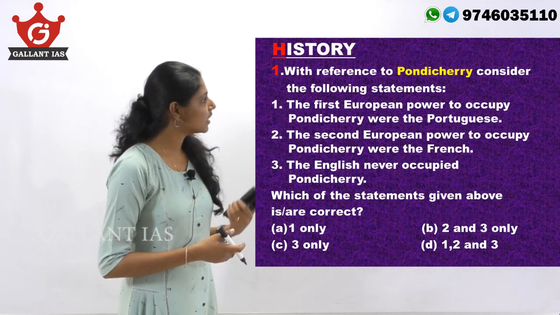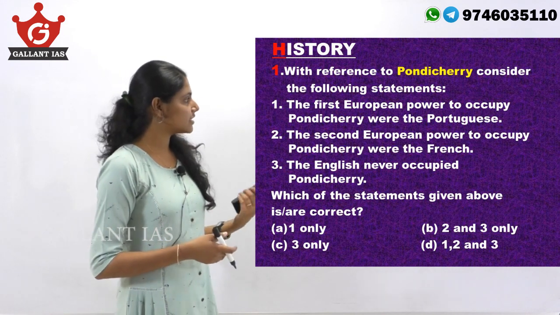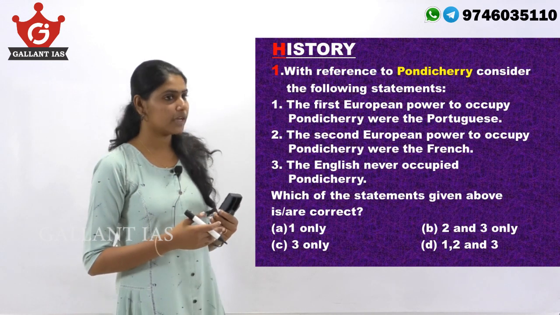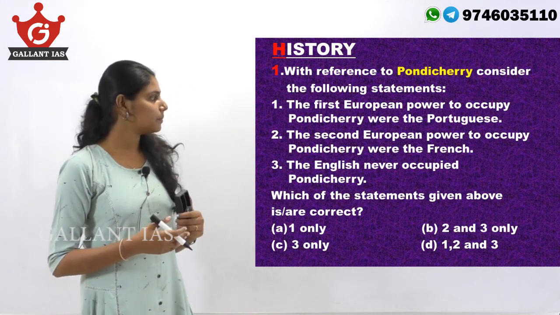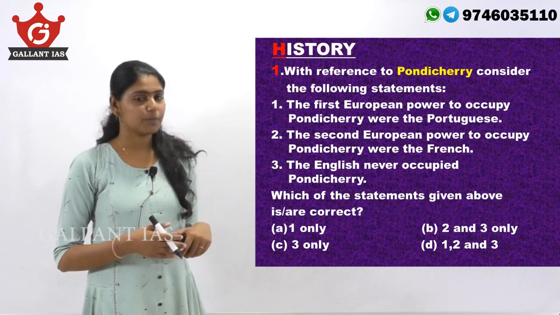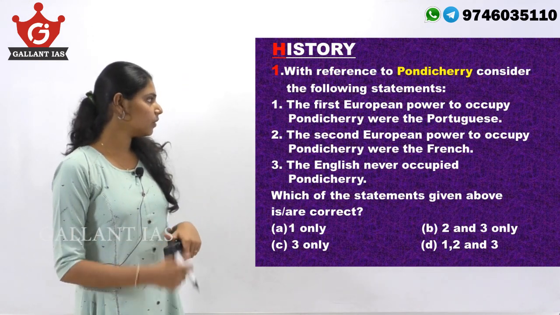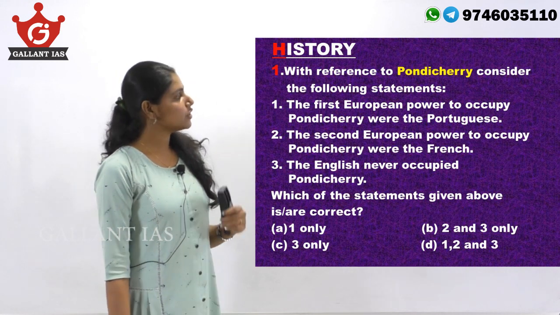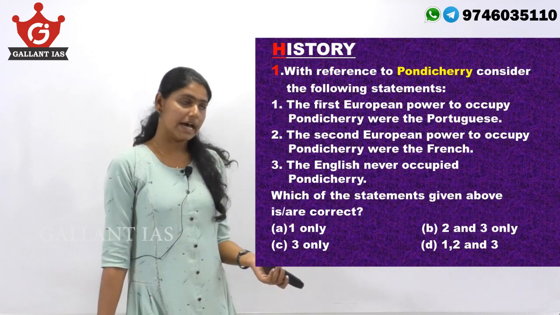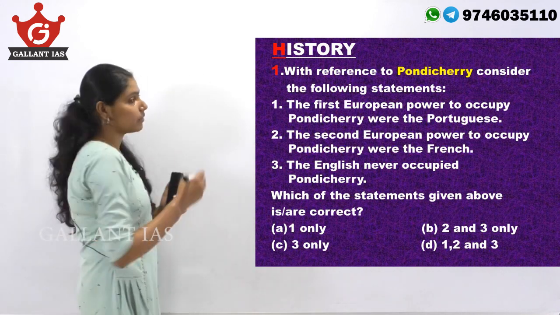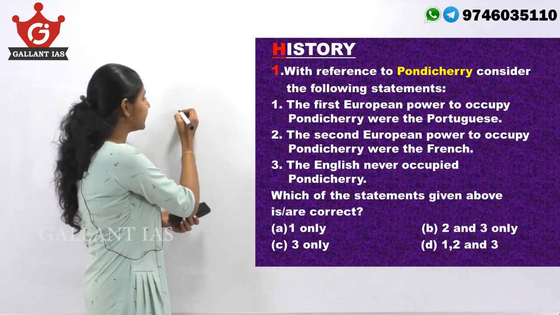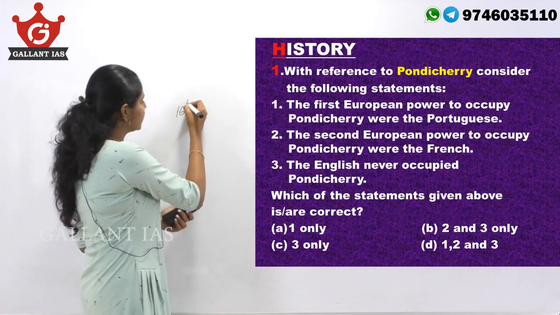The first question, with reference to Pondicherry, consider the following statements. The first European power to occupy Pondicherry were the Portuguese. The second European power to occupy Pondicherry were the French. The English never occupied Pondicherry. So, the first European power to occupy Pondicherry were the Portuguese. Yes, the first statement is right. The first European power to occupy Puducherry or Pondicherry was the Portuguese in the 16th century.